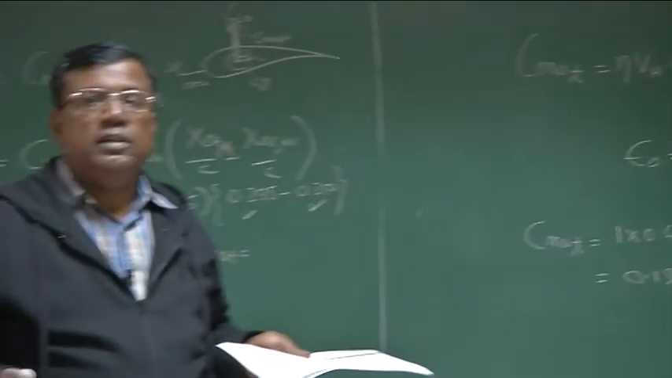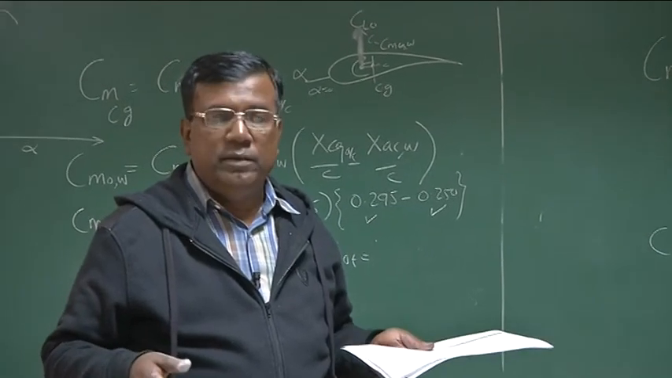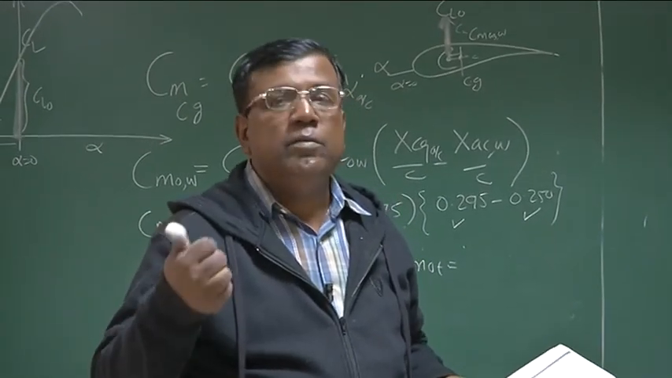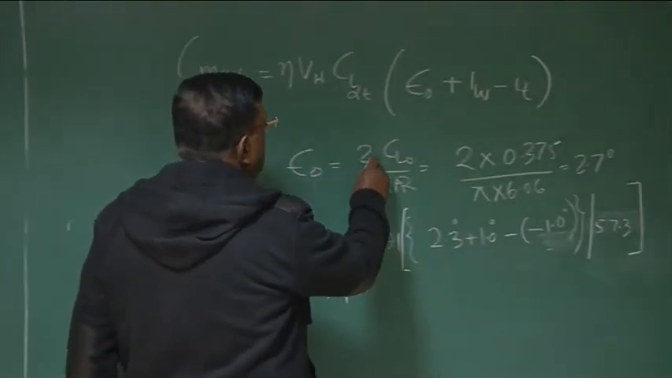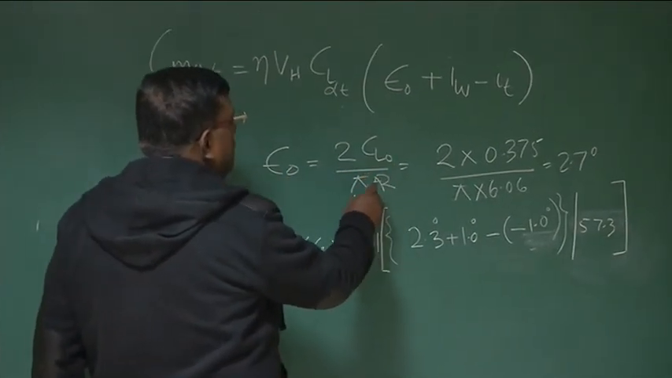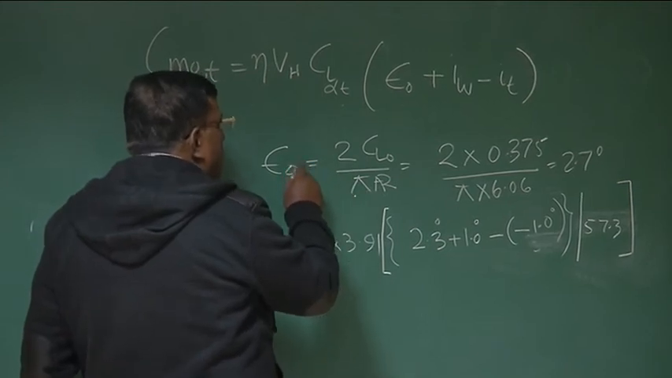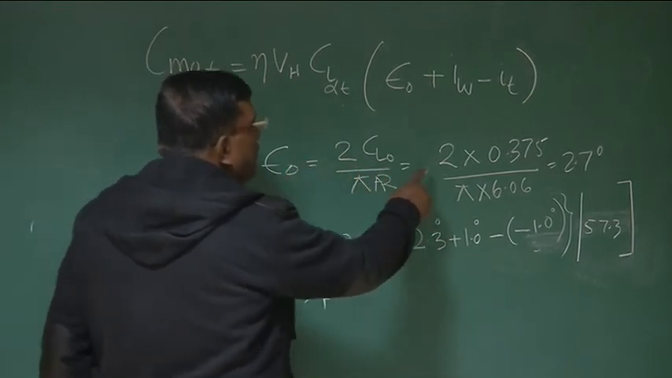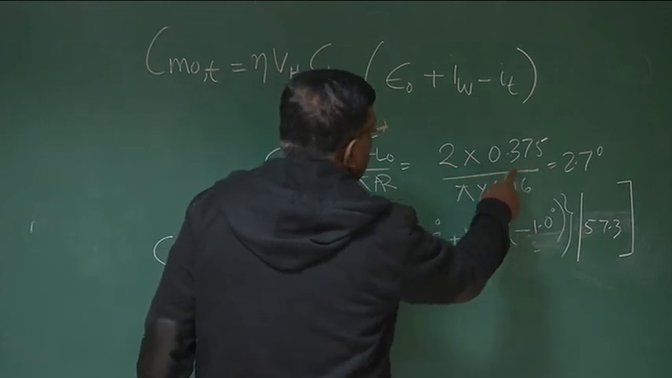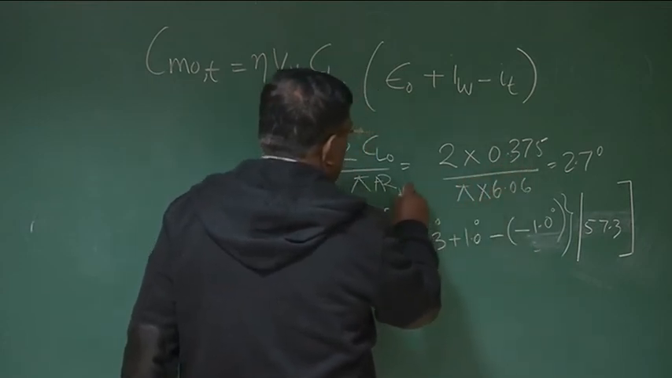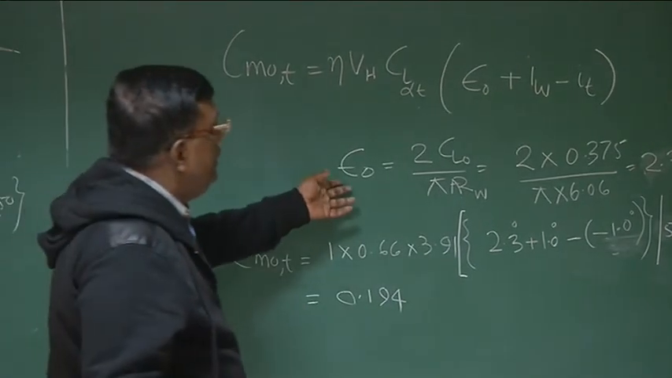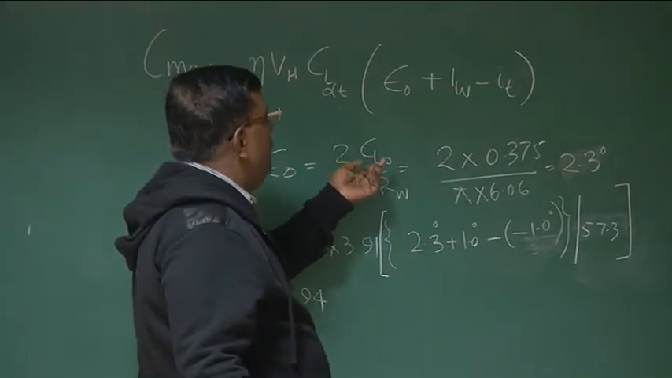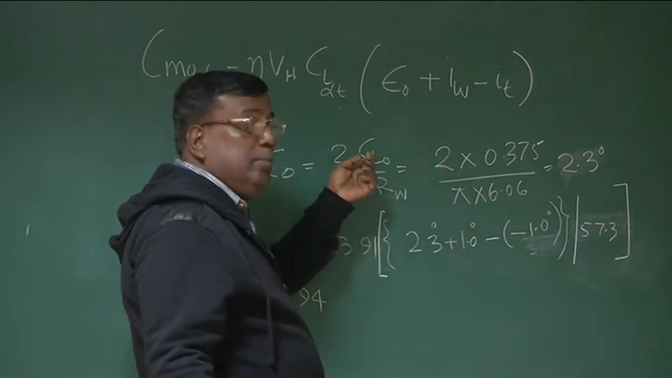Lift means there is a pressure difference between bottom and the top surface, and there will be vortices which will give downwash value. And the expression to calculate epsilon naught is 2 CL by pi aspect ratio, and for alpha naught it is CL naught. So I am putting 2 into 0.375 divided by pi into aspect ratio of the wing. This is very important. We need to calculate epsilon naught using this. The values are known. CL naught is 0.375. Already I have computed that.